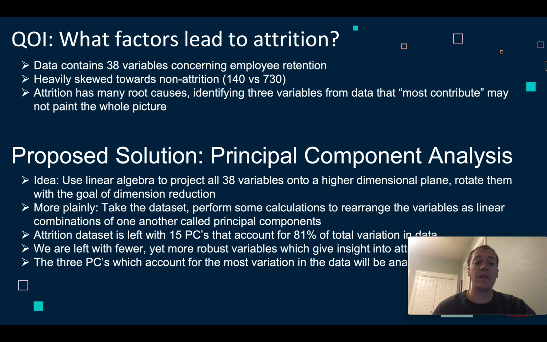So to remedy this, I'm going to use a technique called principal component analysis. The main idea is that we're going to take the data set, perform some calculations on it up in MathLand, and rearrange the variables as linear combinations of one another, and those combinations are going to be called principal components. Each of those principal components is going to contain all of the 27 original variables, except that now, instead of 27 variables, we just have these principal components that we're going to talk about.